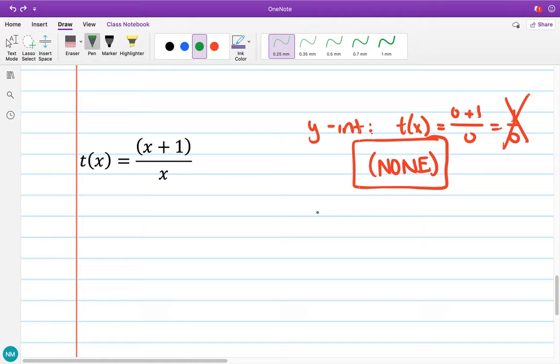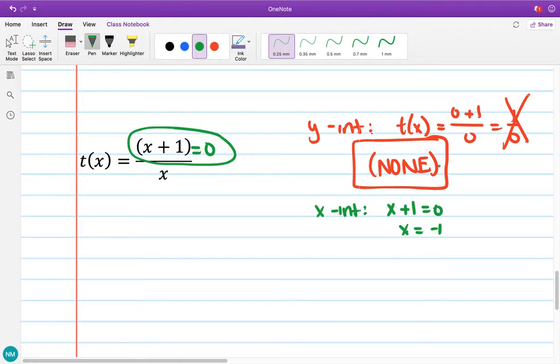Also, let's just do x. My x-intercept is going to be, you just set x plus 1 equal to 0. So x equals -1. We set this equal to 0. And so my x-intercept is (-1, 0).